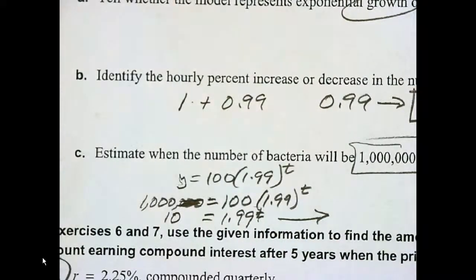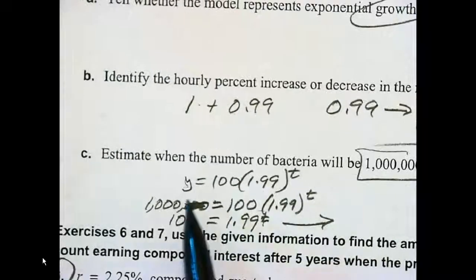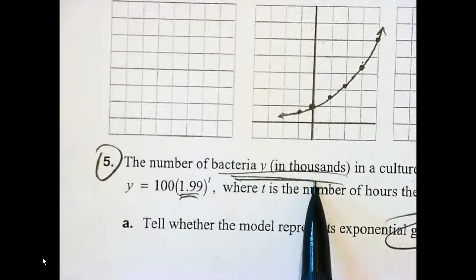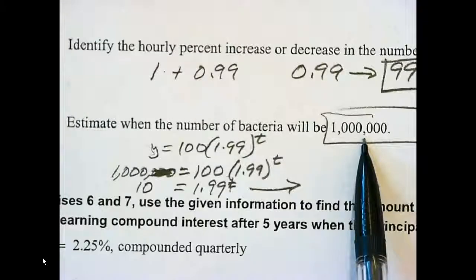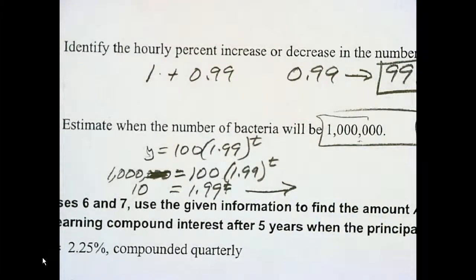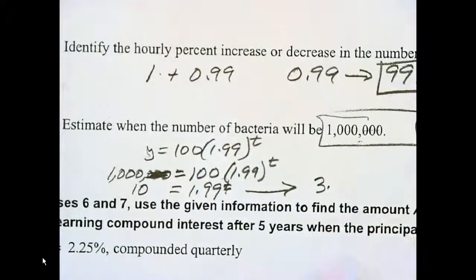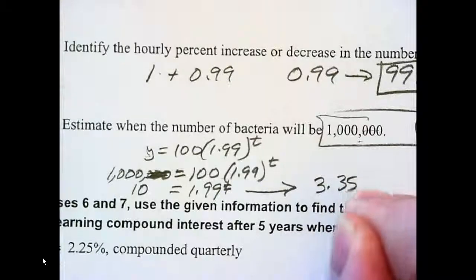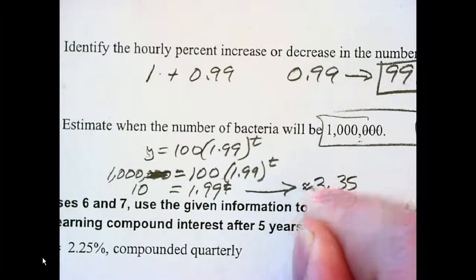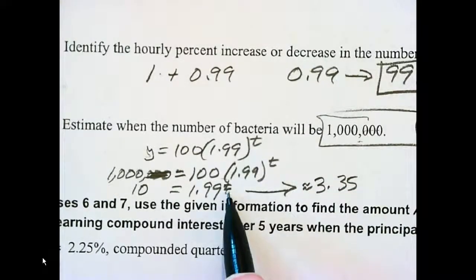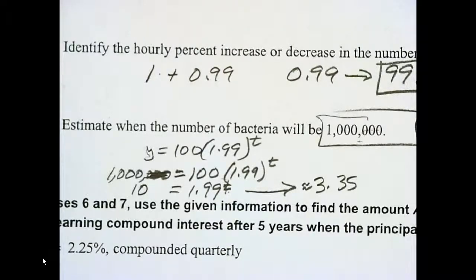Because we're dealing in thousands here. So when they say 1 million, that's 1,000 thousands. You just drop 3 of those zeros. So it's 3.35-ish. You have to do some guessing and checking. What's that? 3.4? That's okay. That's pretty close.